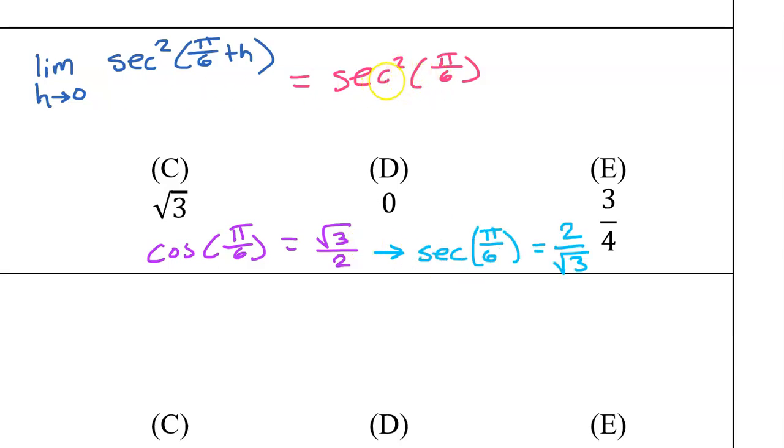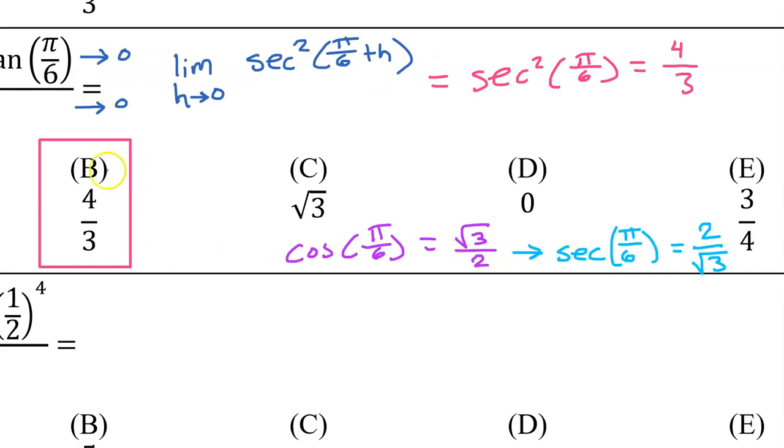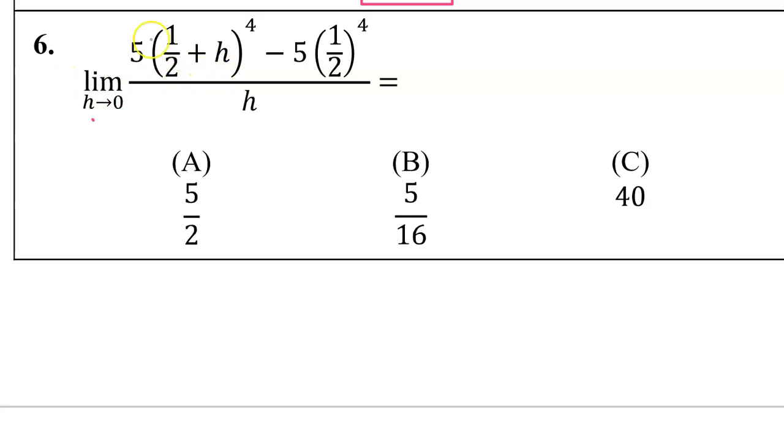We are trying to find secant squared pi over 6. So if we take 2 over radical 3 and square the numerator and the denominator, we get 4 over 3. So the answer is B. Number 6 is very similar to number 5. If we do direct substitution and put in 0 for h, we are left with 5 times 1/2 to the 4th power minus 5 times 1/2 to the 4th power. Clearly that is 0, so the numerator is approaching 0.